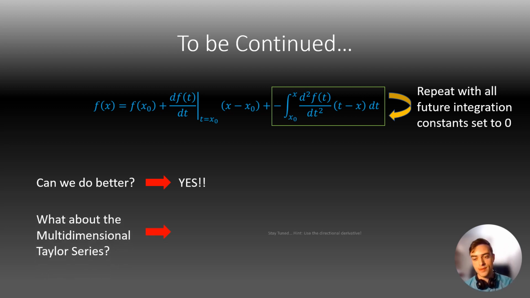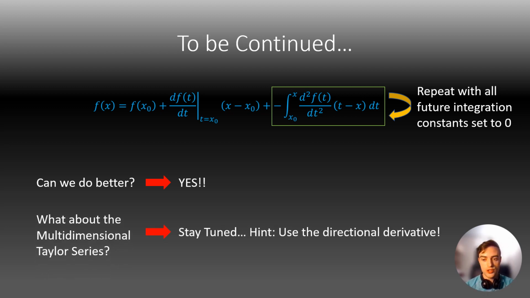Oh yeah, and also I was going to mention the multi-dimensional Taylor series in part 3. Just as a hint, you actually use the directional derivative to obtain the multi-dimensional Taylor series. So you combine the directional derivative with the formula you got from the one-dimensional series. And so that will be in part 3.